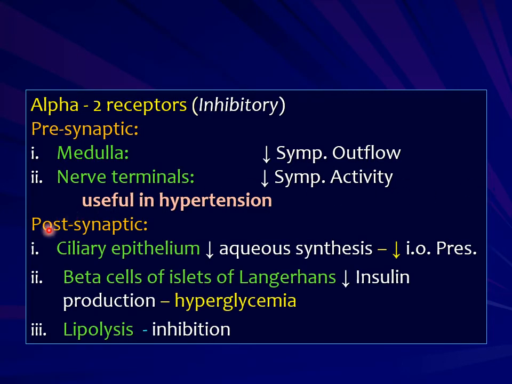Other sites are postsynaptic sites, and the important one is the ciliary epithelium. Being inhibitory in nature, they will decrease aqueous humor synthesis, so the total quantity is decreased and intraocular pressure decreases, again useful in case of glaucoma.